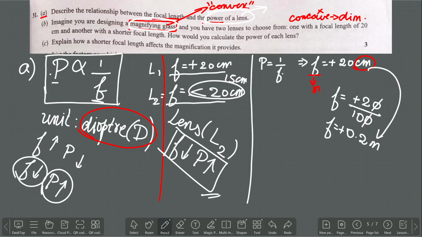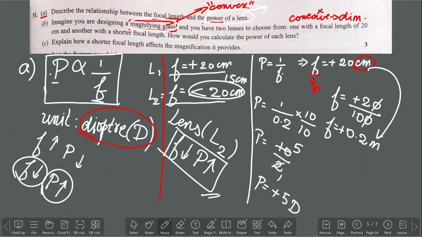So we converted the centimeter into the form of meter. Now substitute this value over here. So P is equal to 1 by, what is the value of F over here? 0.2. Since in the denominator we are having decimal places, multiply and divide by 10. So P is equal to 1 into 10, 10. 0.2 into 10, 2. 10 by 2, 5. So power P is equal to plus 5 diopter. For the second lens, we can't calculate the focal length. The reason is they didn't give the accurate value. They said that the second lens is having a shorter focal length, but we don't know what the value is, so no need to calculate that one.